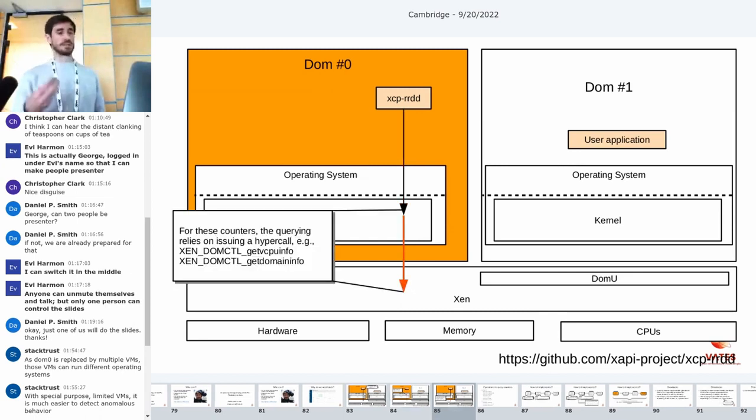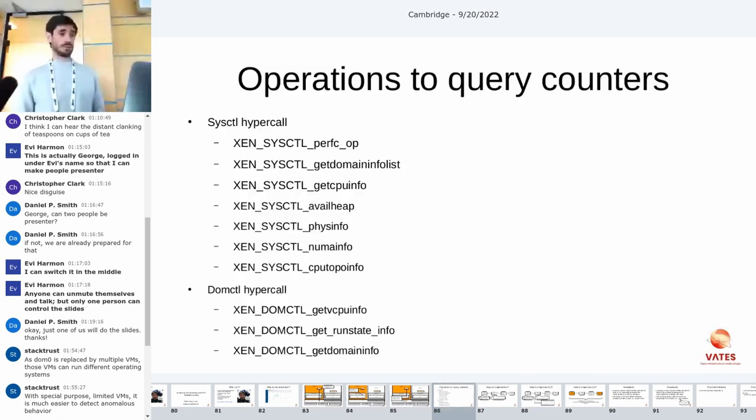So how is this actually implemented? At the end, this ends up with a hypercall, and depending on the counter, it is going to use a different hypercall. We see which counters exist and which interfaces they are using. We can list different counters and different interfaces. Basically we have two interfaces, which are the domctl hypercall and the non-domctl hypercall.